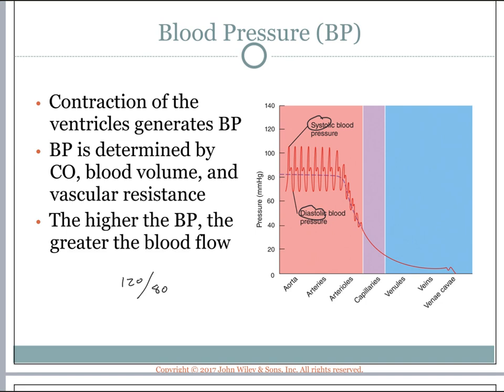So this means, well, what does systolic mean? When the ventricles are contracting, right? And then the diastolic value is when they are relaxing. So this is our value. So look at our pressure.